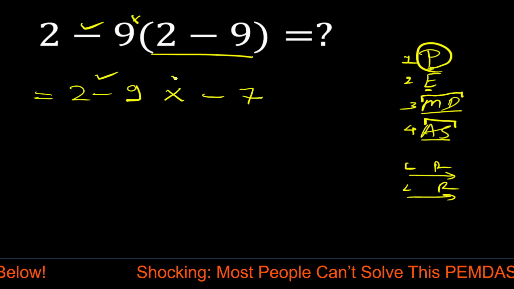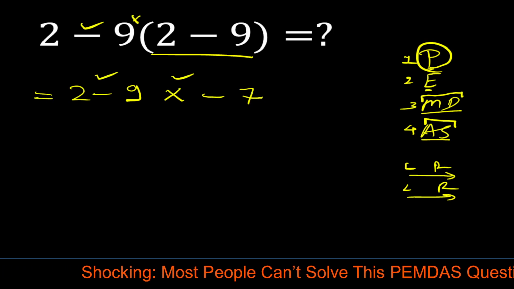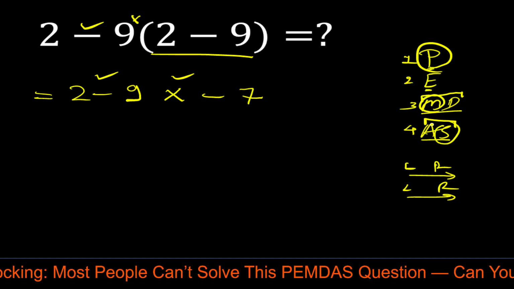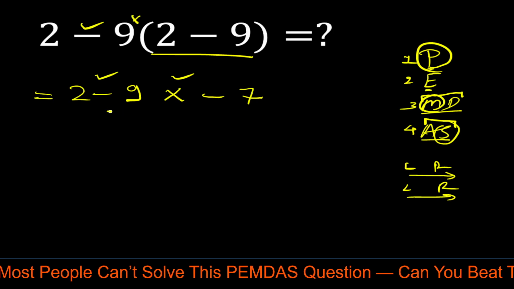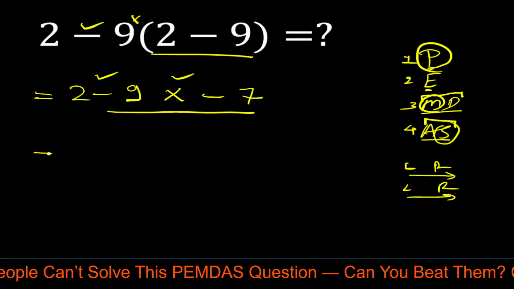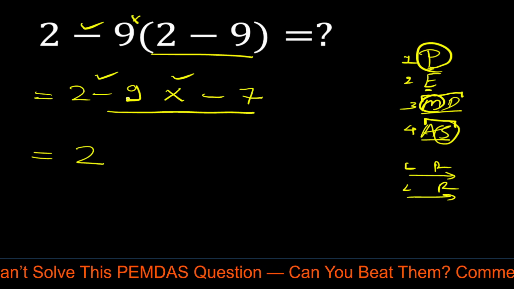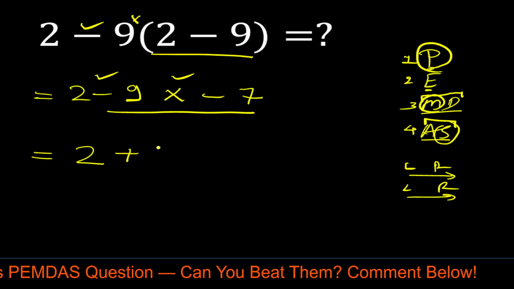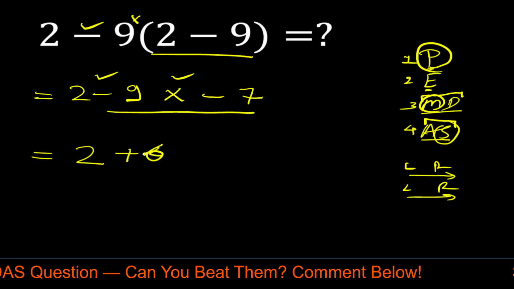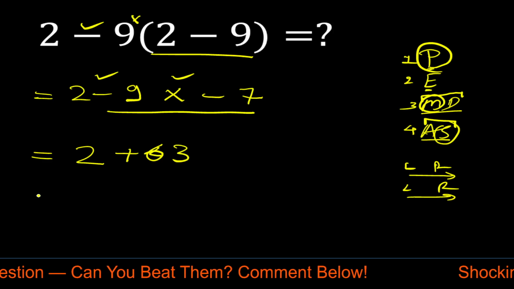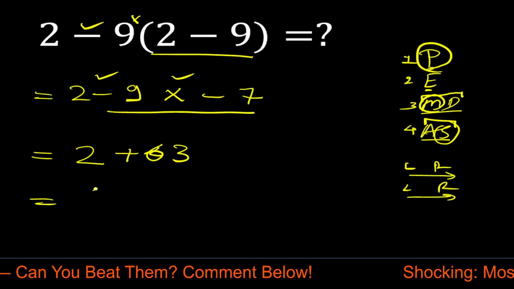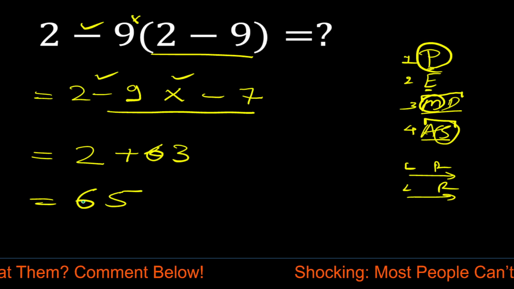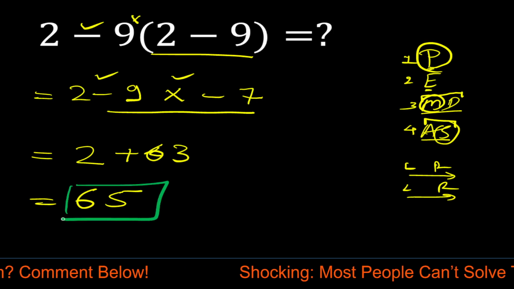Now here we have subtraction and here multiplication. So according to PEMDAS rule, first we have to solve multiplication, then we have to solve subtraction, right? So first we have to solve this multiplication. So 2. Now minus 9 times minus 7 is equal to plus 63. Now 2 plus 63 is equal to 65, right? So the correct answer is 65.